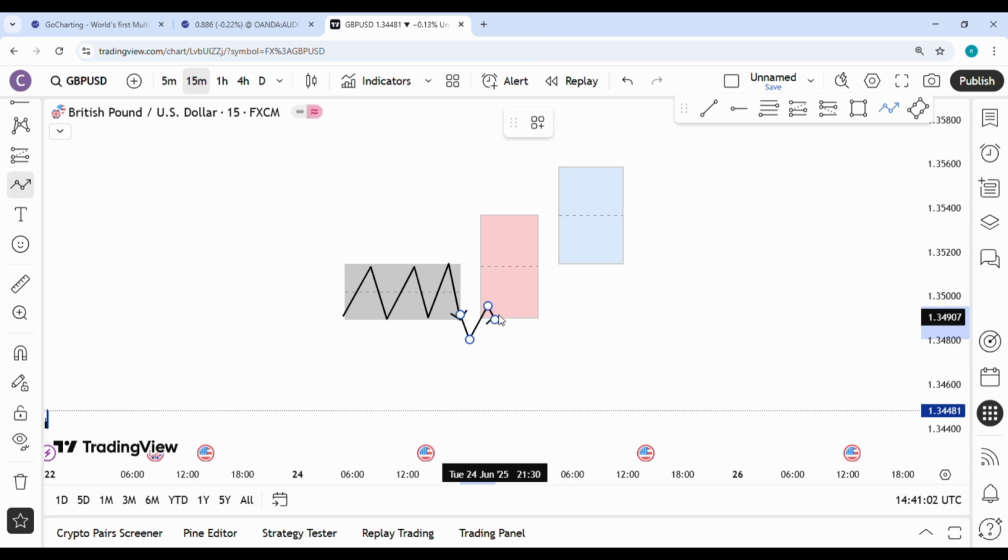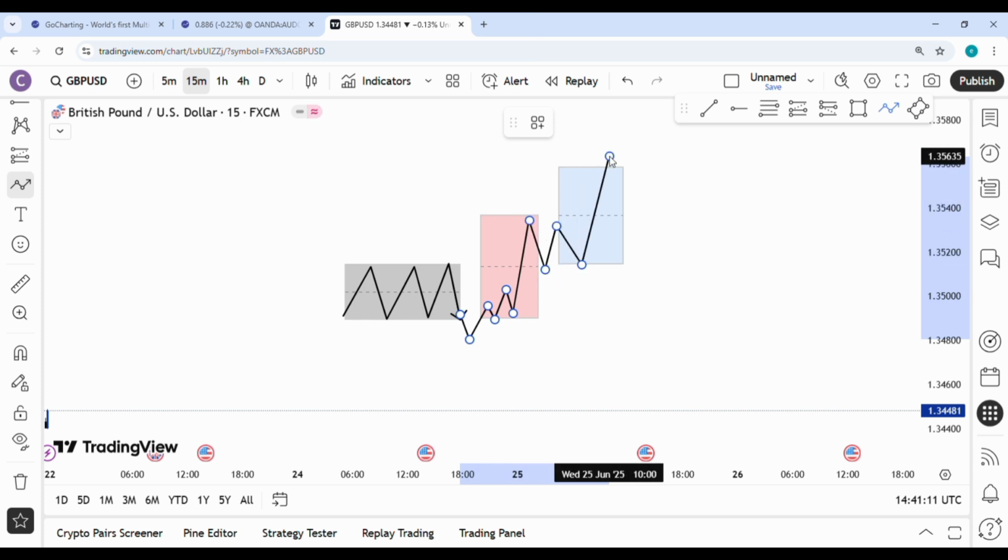A change of character down to another block, and boom. Then the London closes, New York opens, and the same thing continues, a continuation.